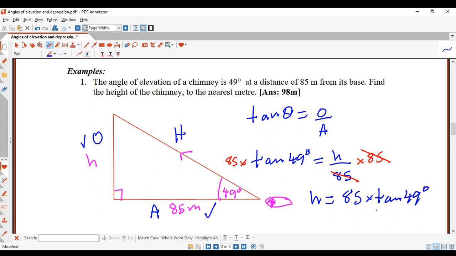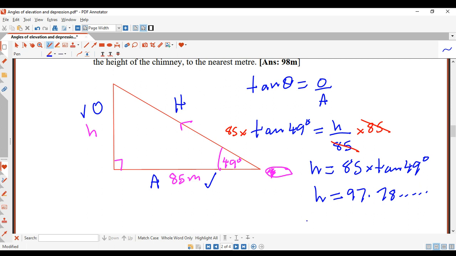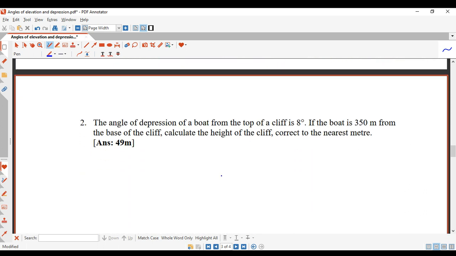So 85 times tan 49. You should get 97.78, and it keeps going. But it says to the nearest metre, so you're going to approximate that and say h is approximately 98 metres. All right, so copy that down. Let's have a look at the next question.